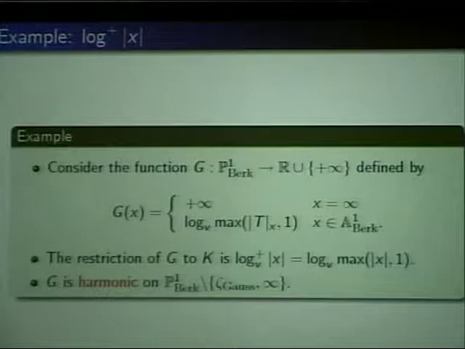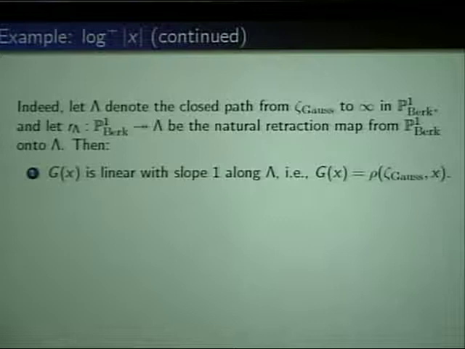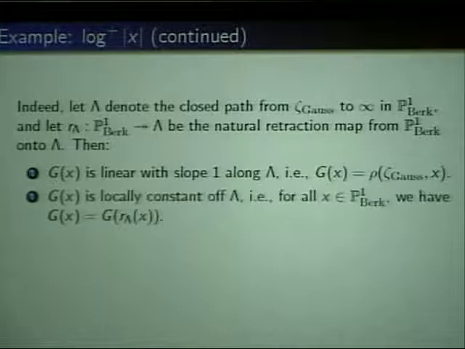So why is that? Well, let lambda be the closed path from the Gauss point to infinity. So that's running from that center point up to infinity. And let r lambda be the retraction map onto lambda. So the claim is that here's what this function g looks like. The extension of log plus to Berkovich space looks like this. It's just linear with slope 1 along lambda. So along the path lambda, you're just measuring the distance from the Gauss point to x. And then it's locally constant away from lambda. So to figure out the value at any point, you just retract onto this segment and take the value there. And so this is a clearly continuous piecewise affine function.